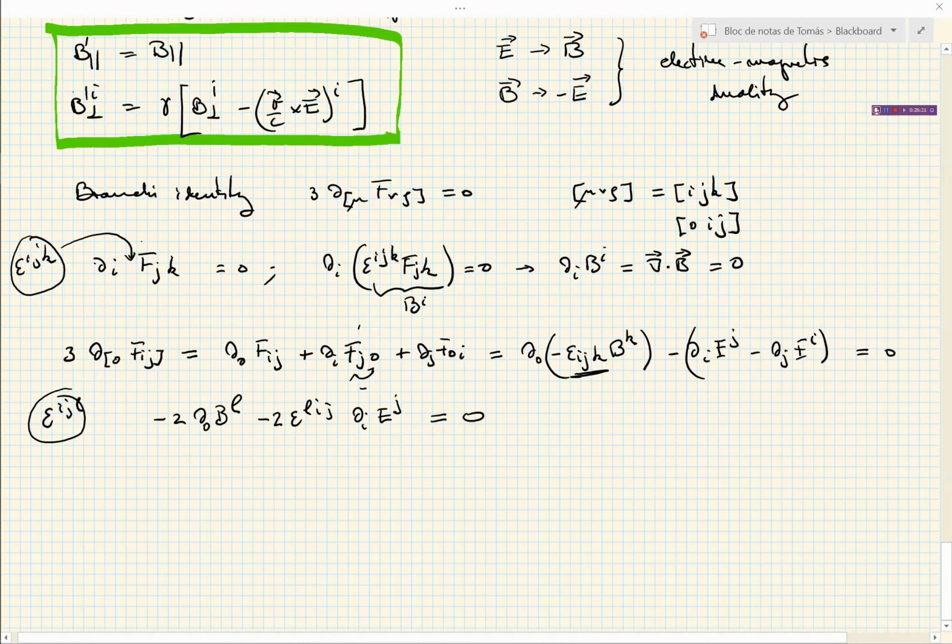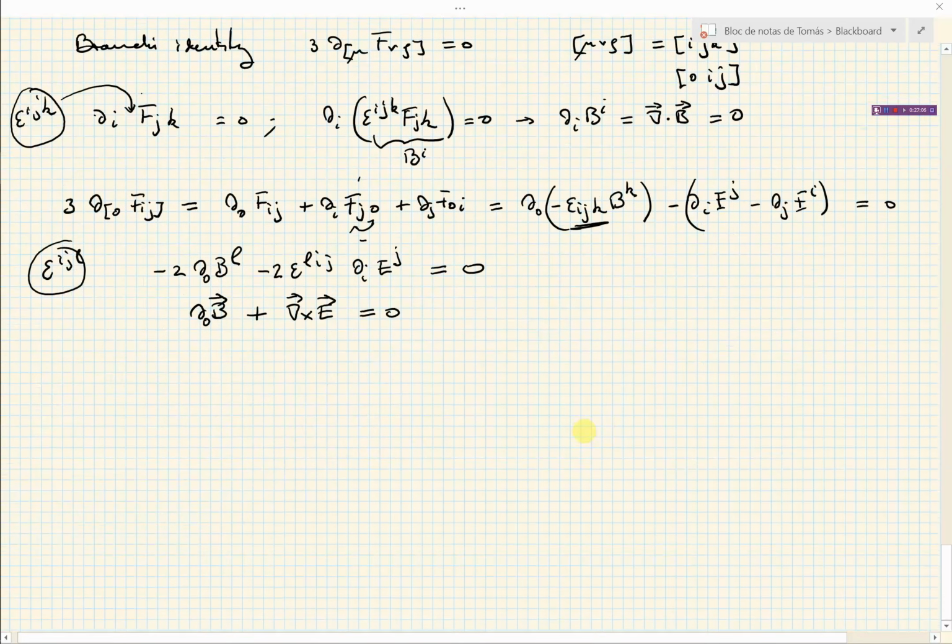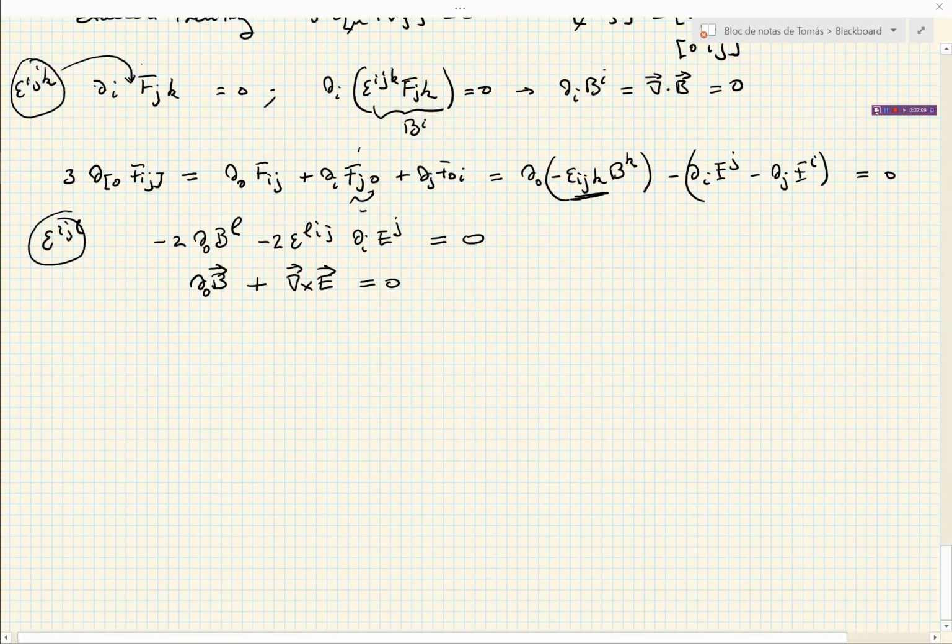If I remove now the global factor of minus 2, and I convert this into vector notation, then this would be the derivative with respect to time of B times a factor of c, of course, plus, because we have removed the factor of minus 2, the vector product of this operator times E. And what we have written above is the l component of this equation, which is the second promised Maxwell equation.